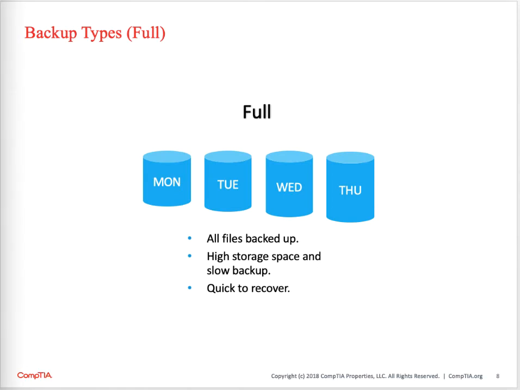Backup types. So the process for recovering data from backups is going to depend on what type of backup that we have, right? So there are three main types of backups. So we have a full backup here. In this case, all selected files, regardless of their prior state, are going to be backed up. So these full backups are going to consume a whole lot of space.